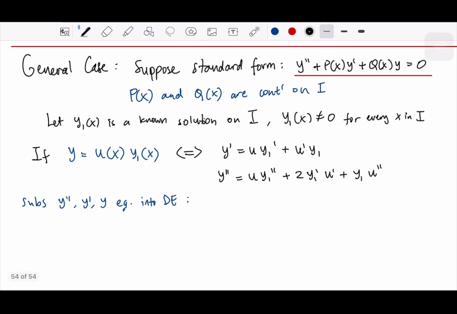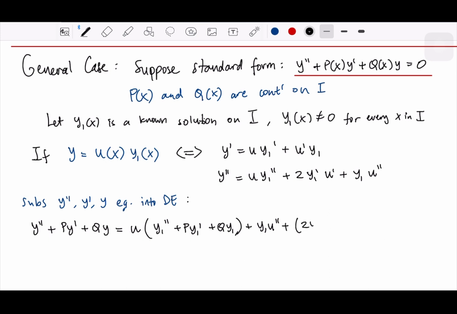I think I will write the conclusions. You can write it step by step if you want, but let me write this: y double prime plus p y prime plus q y equal to u y1 double prime plus p y1 prime plus q y1, and then plus y1 u double prime plus 2y1 prime plus p y1 and then u prime, and this is all equal to 0.